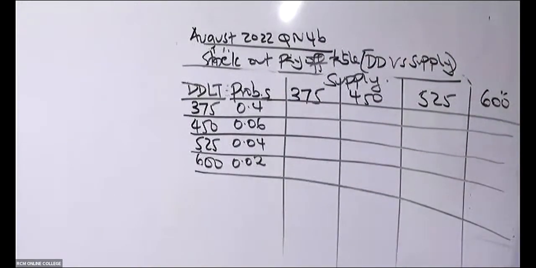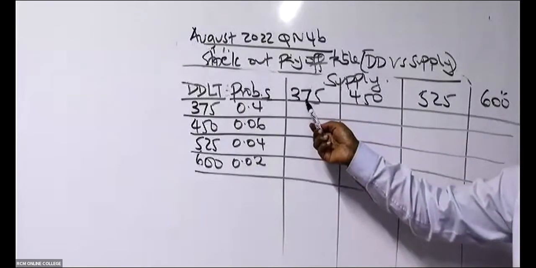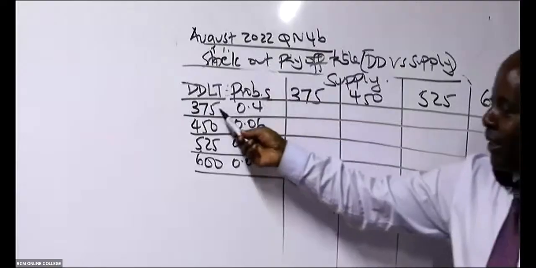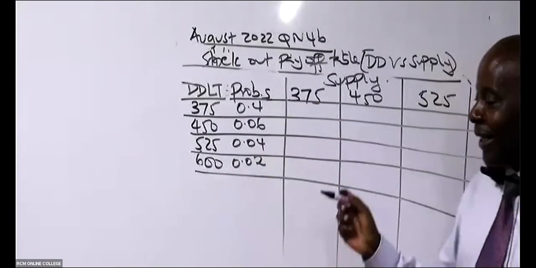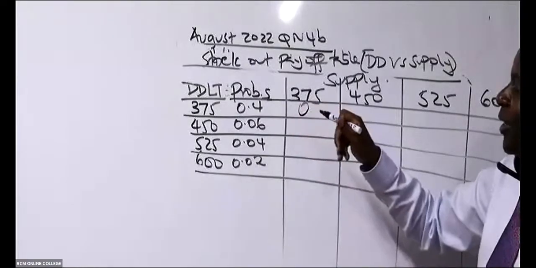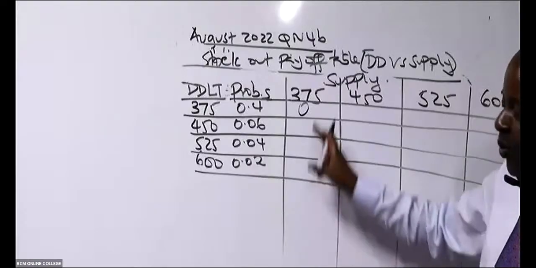All right. So then let's now look at the possibilities. If we supply 375, and then the demand is 375, how many do we disappoint? 0, none. Thank you so much. 0. Now, you run this race down. We run this race down.